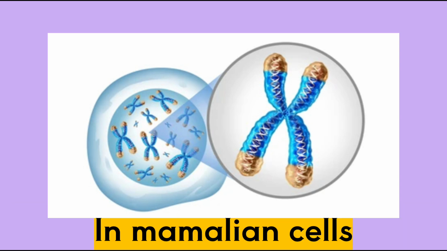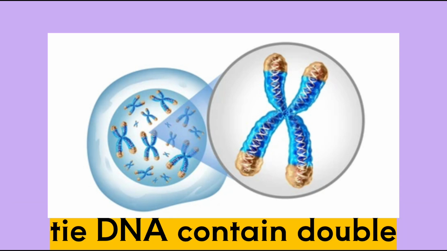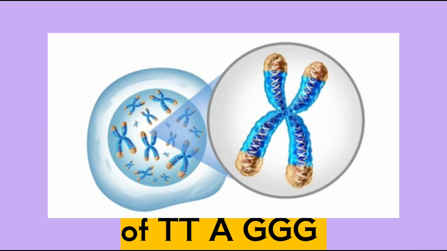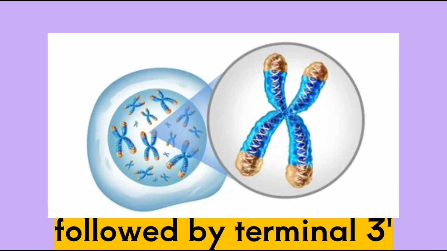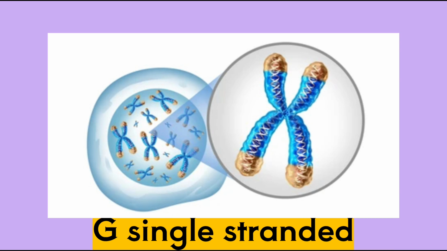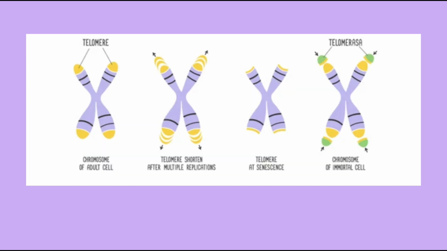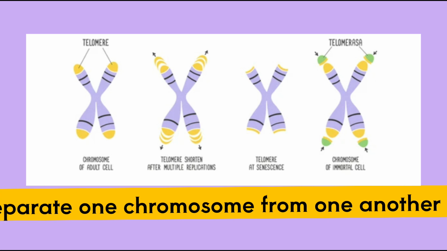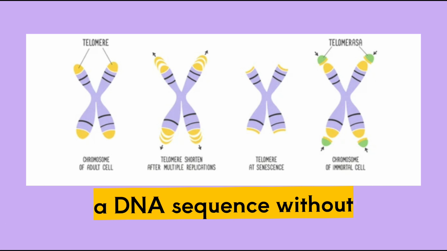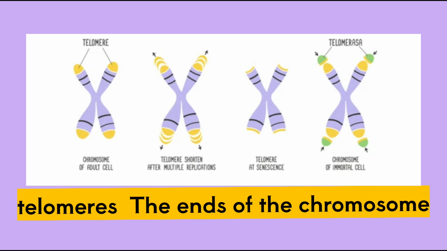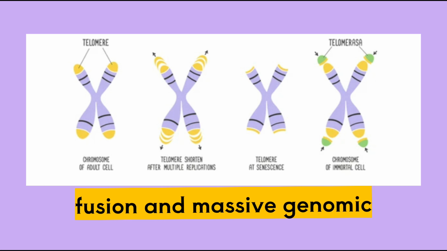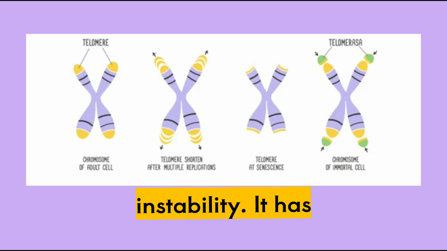In mammalian cells, telomere DNA contains double-stranded tandem repeats of TTAGGG followed by terminal 3' G-rich single-stranded overhangs. They protect the chromosome. They separate one chromosome from another in a DNA sequence. Without telomeres, the ends of the chromosome would be repaired, leading to chromosome fusion and massive genomic instability.